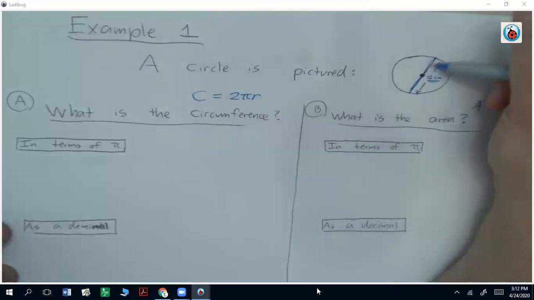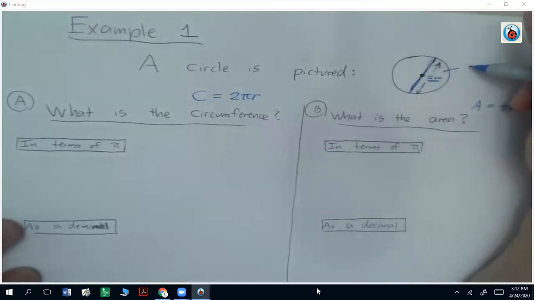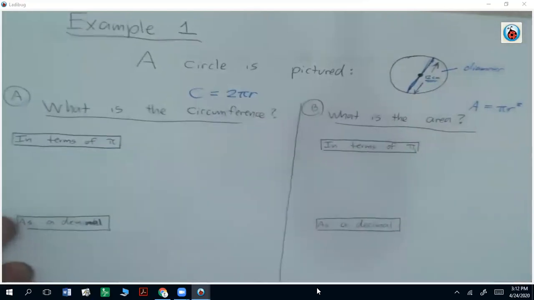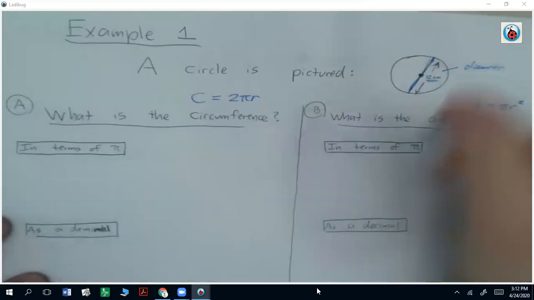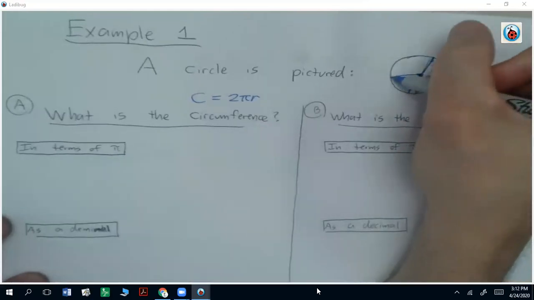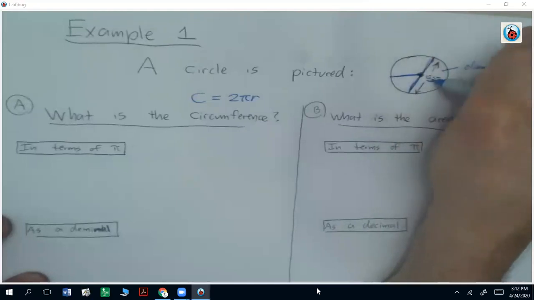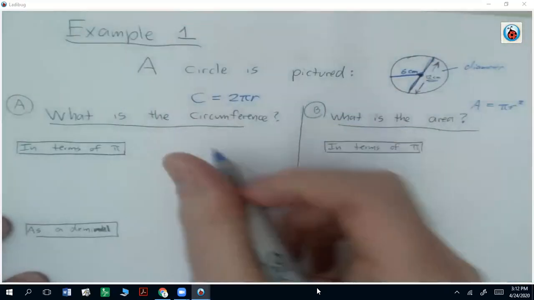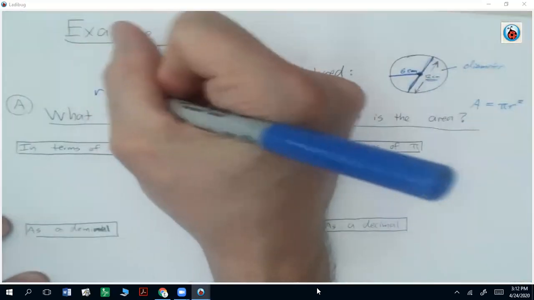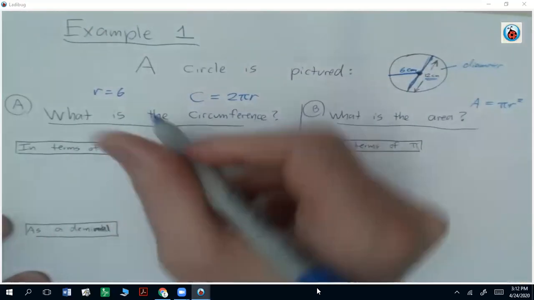This distance that's 12, that's the distance across the circle. That's the diameter. And the diameter is always going to be 2 times as much as the radius. The radius is just this distance here from the center to the end. So that's always going to be the diameter divided by 2. That'll be 6 centimeters. So once we have the radius, we can plug that into the formula.